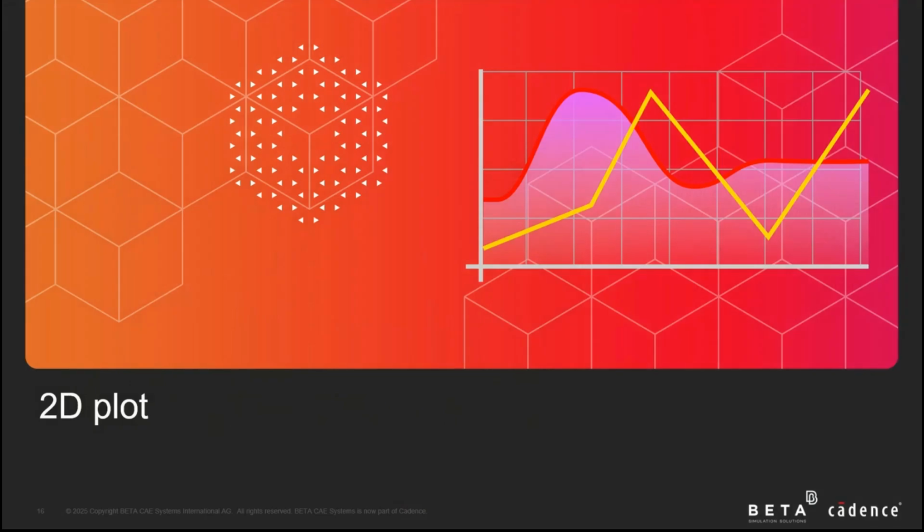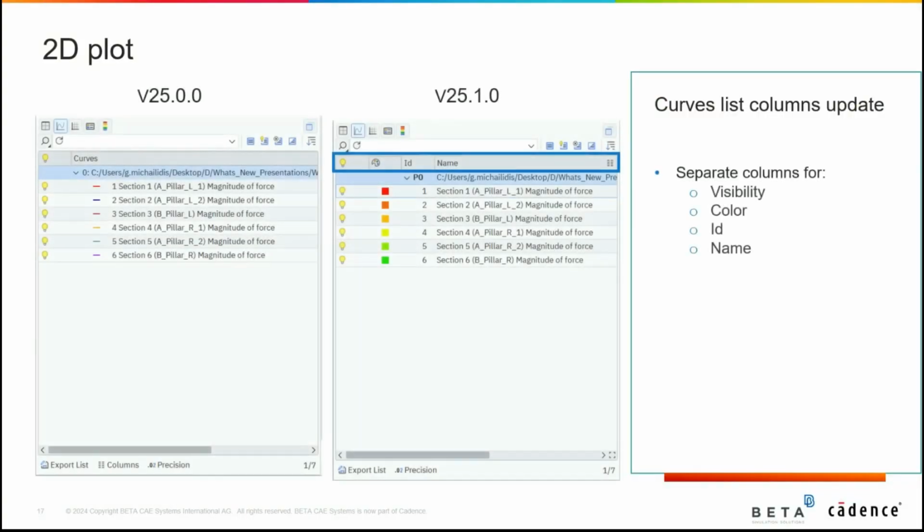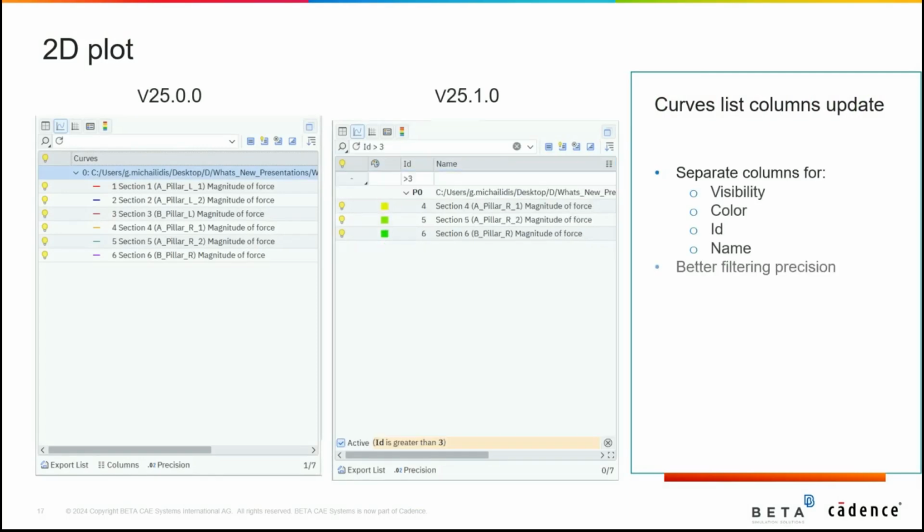Regarding 2D plot, curves visibility, color, ID, and name are now listed as separate columns. Filters can now be applied independently to each attribute, enabling more precise queries. Users can sort the curves list by any specific attribute, such as curve name, ID, or color, which helps to quickly locate curves based on desired criteria. Finally, session files based on names from the old column structure will continue to operate as before.